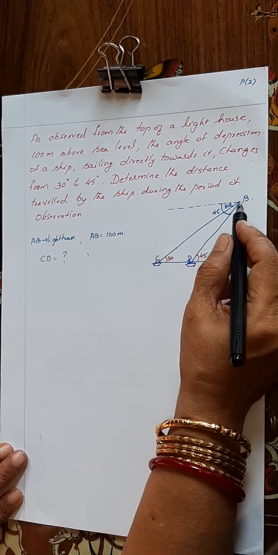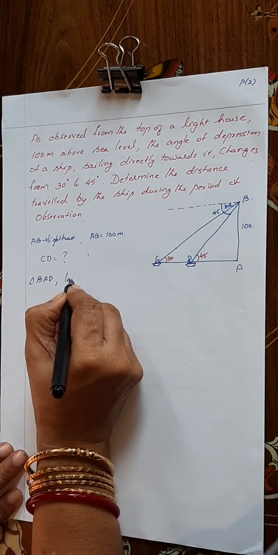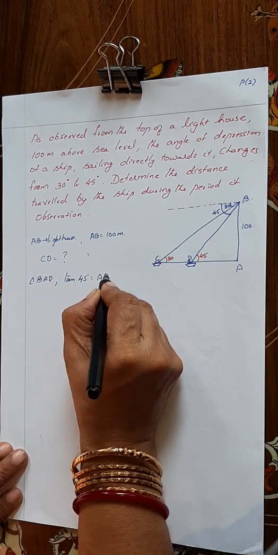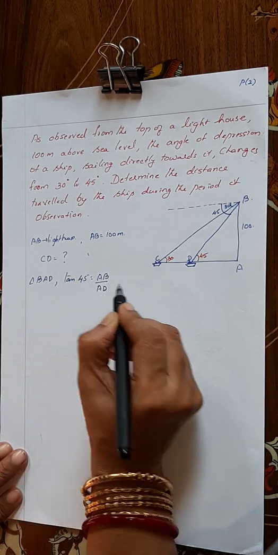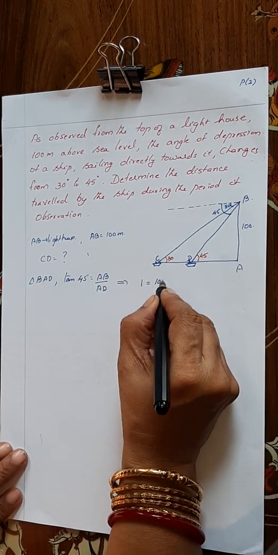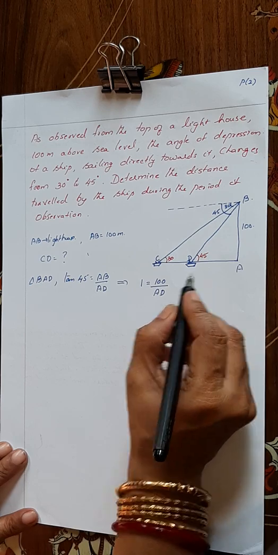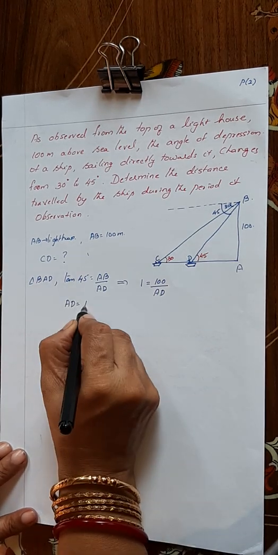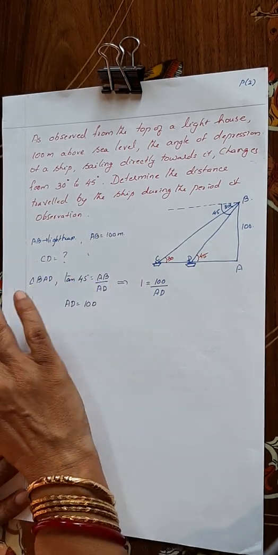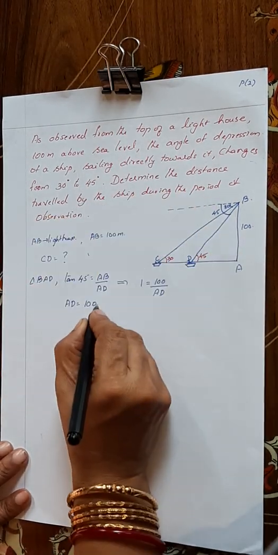So we will first start with triangle BAD. In triangle BAD, tan 45 is equal to opposite side by adjacent side, that is AB by AD. So here you will get, tan 45 is 1, so 1 is equal to AB, we have 100, by AD. So from this you get AD is equal to 100 meters. Yes, 100 meters.